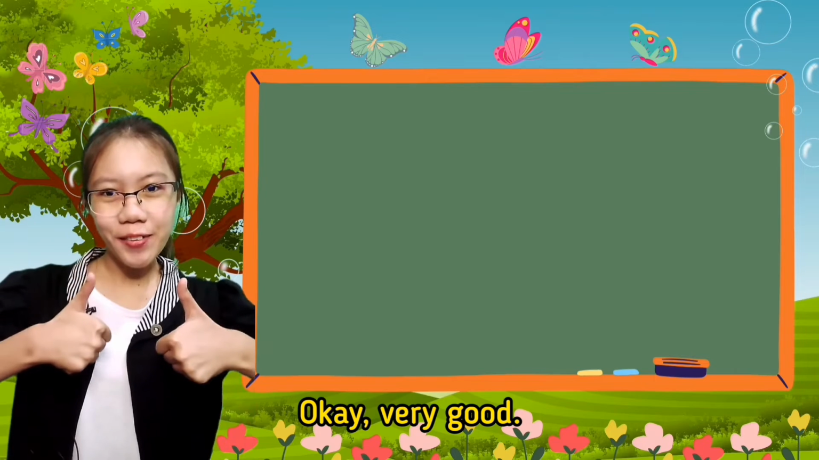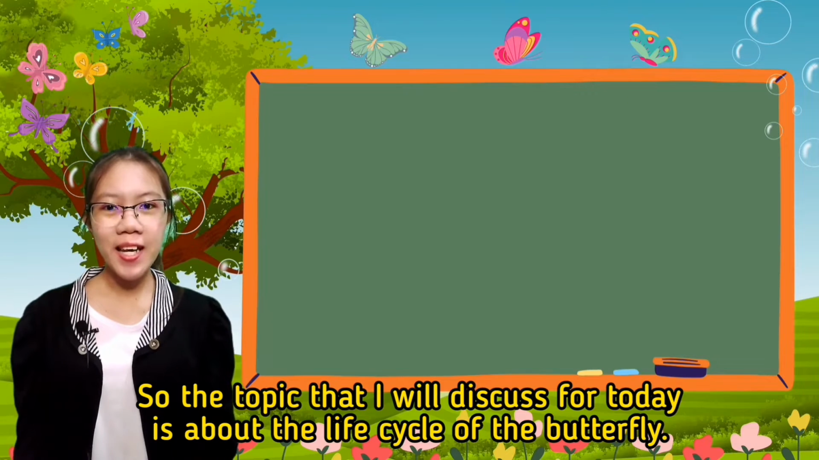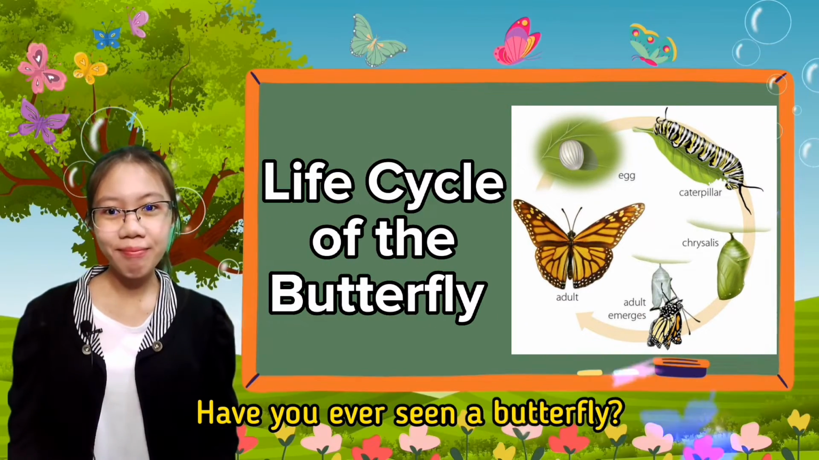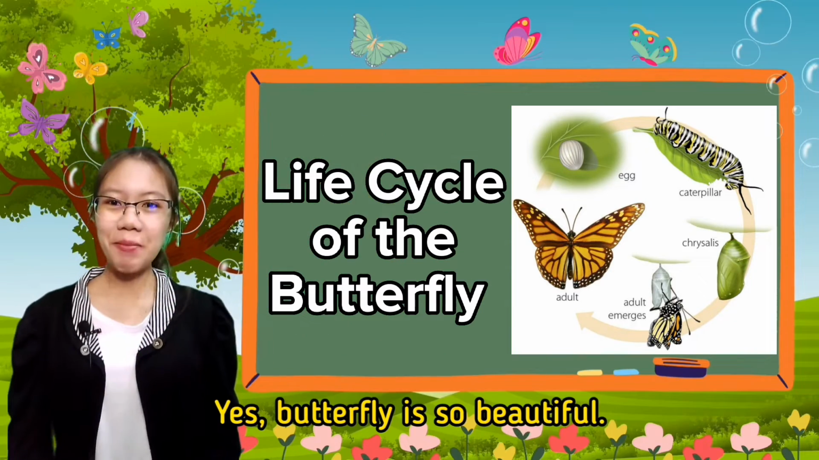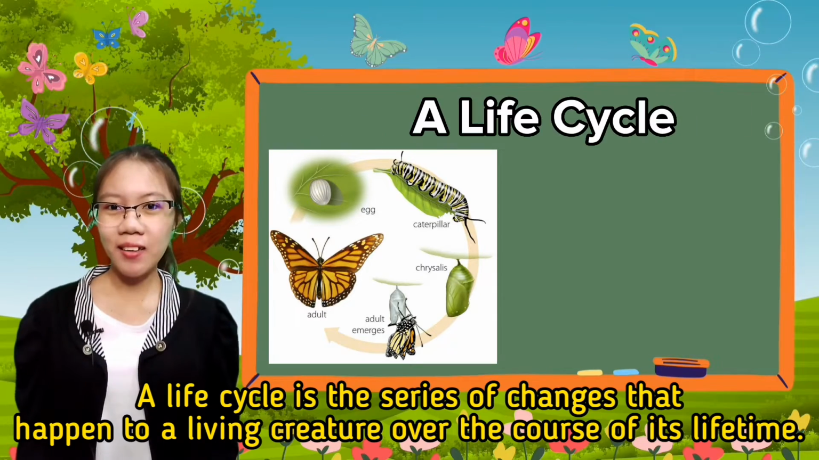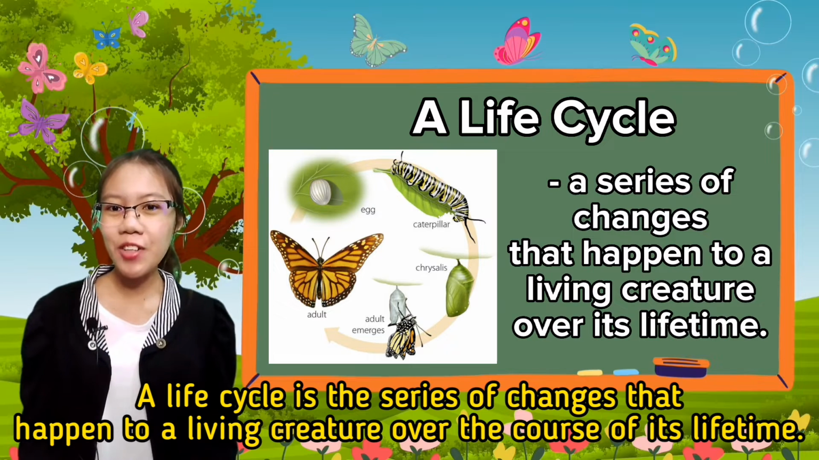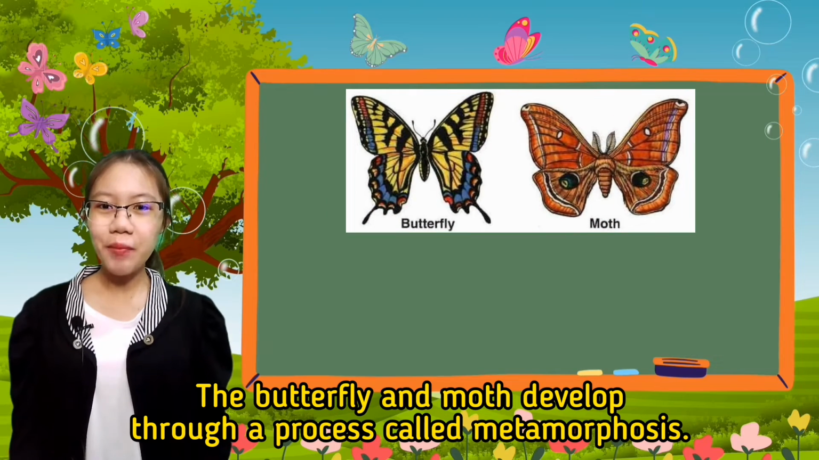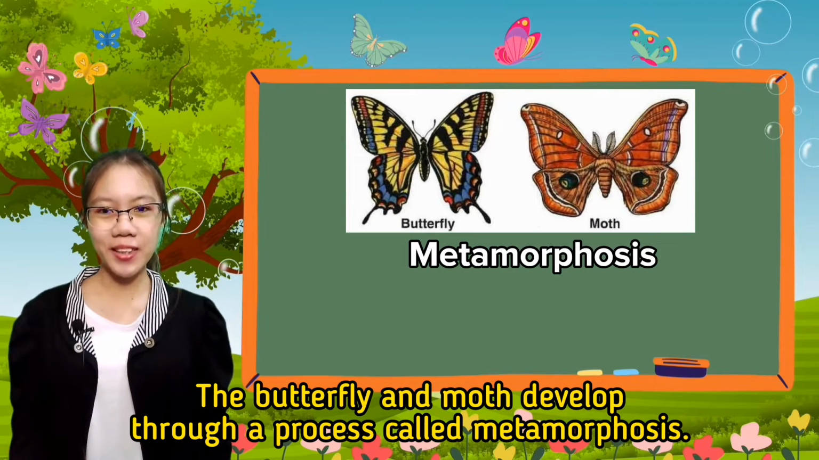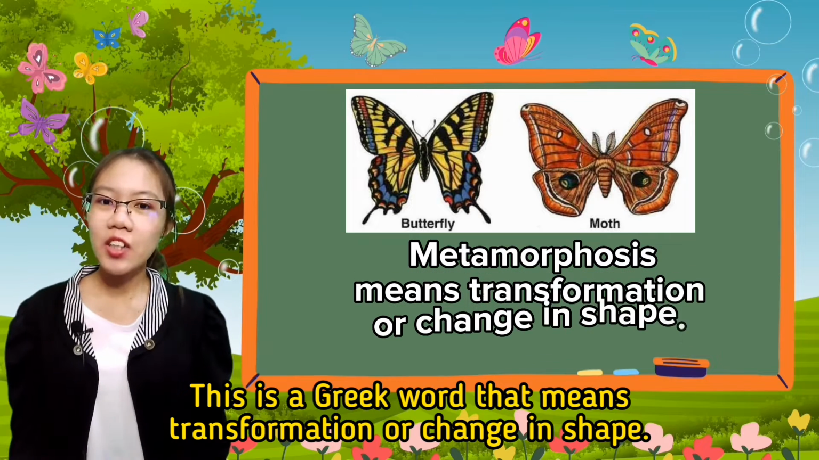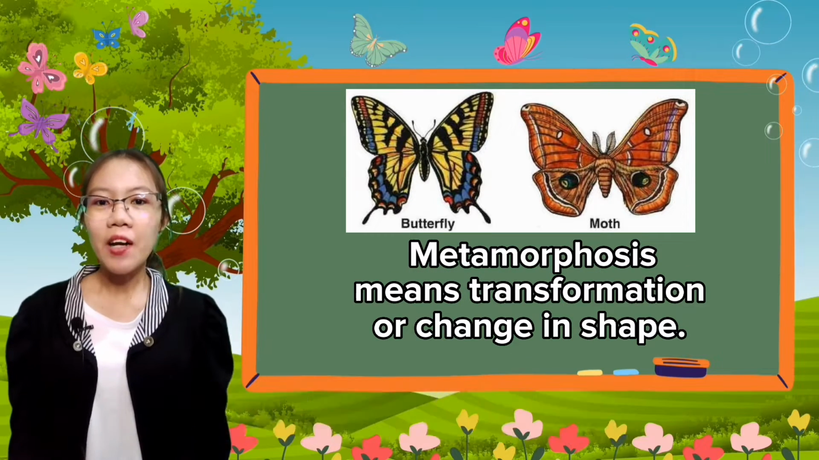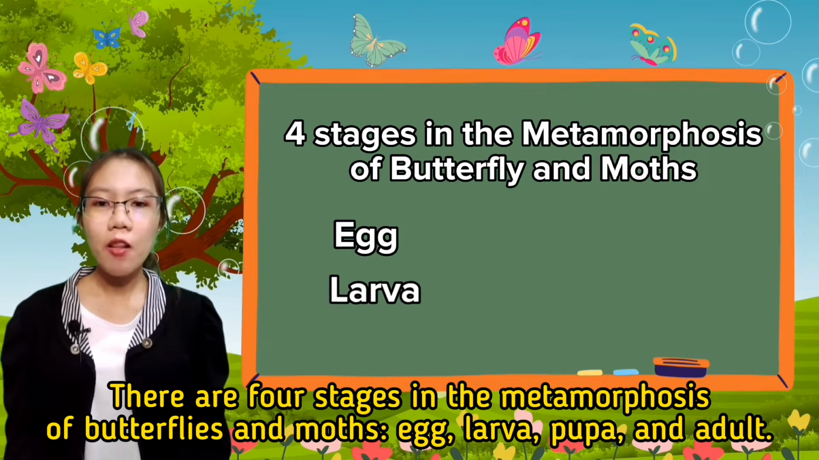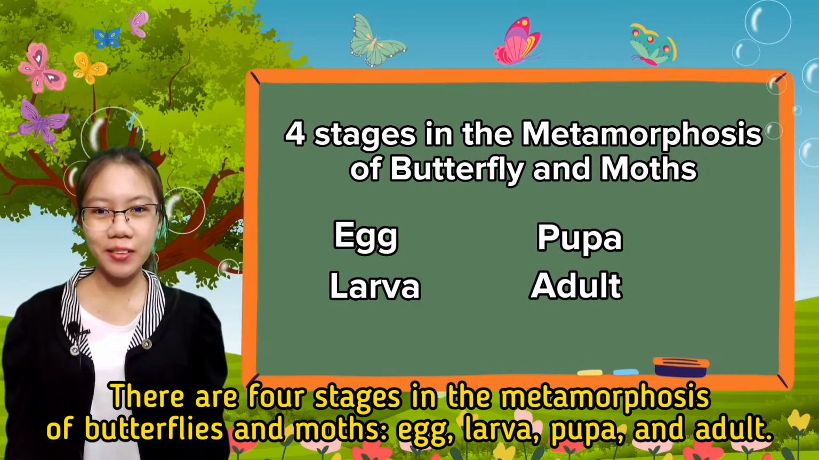Okay, very good. So the topic that I will discuss for today is about the life cycle of the butterfly. Have you ever seen a butterfly? Yes, butterfly is so beautiful. A life cycle is the series of changes that happen to a living creature over the course of its lifetime. The butterfly and moth develop through a process called metamorphosis. This is a Greek word that means transformation or change in shape. There are 4 stages in the metamorphosis of butterflies and moths: the egg, larva, pupa, and adult.